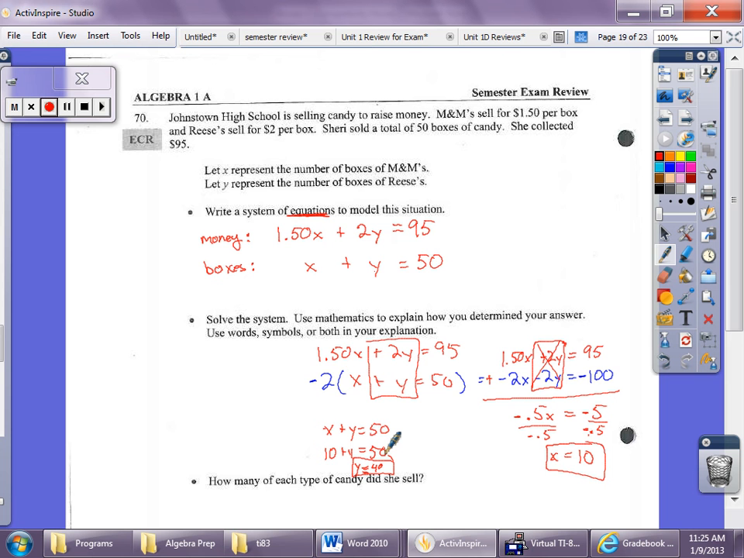And it says how many of each type? Well, x is 10, so 10 boxes of M&Ms, and y is 40, so 40 boxes of Reese's.